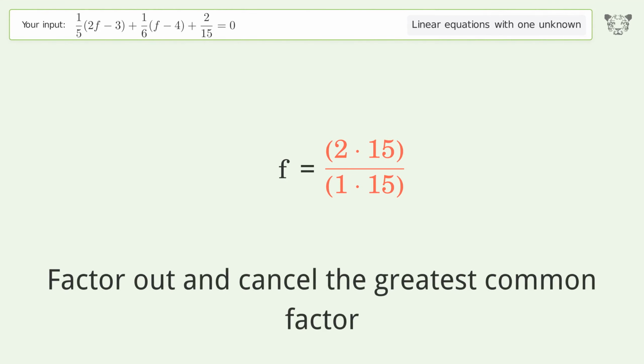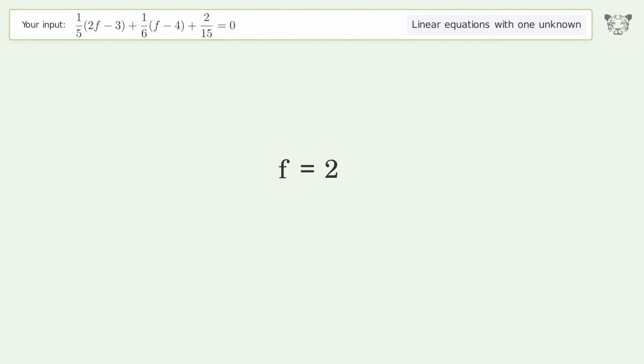Factor out and cancel the greatest common factor. And so the final result is f equals 2.